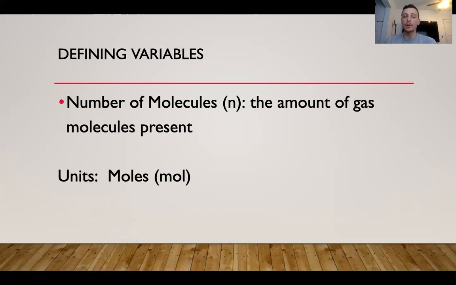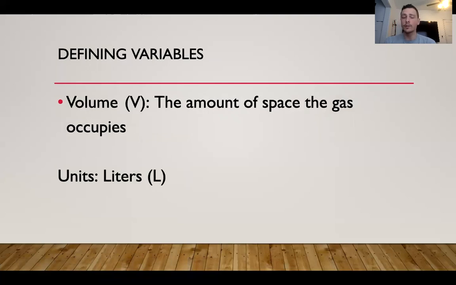Next variable is the number of molecules. The amount of gas that we have is important when doing these calculations. When we're talking about the amount of a substance, we like to use moles as our unit, right? So we use n as the variable for moles, which we've talked about before, and you'll see that in our equations later on. But n is our variable, moles is our unit. And then for volume, which is a capital V, the amount of space the gas occupies, right? That's what volume is defined as. Our units are liters, or a capital L, for measuring volume.